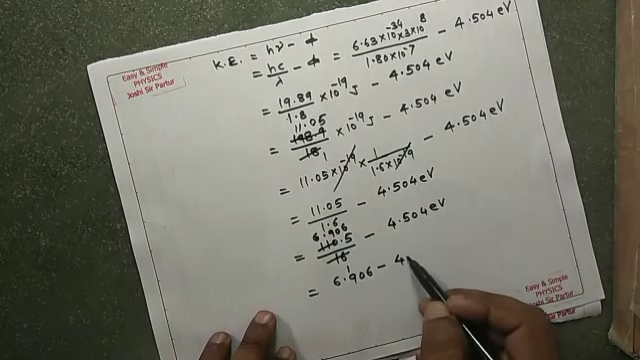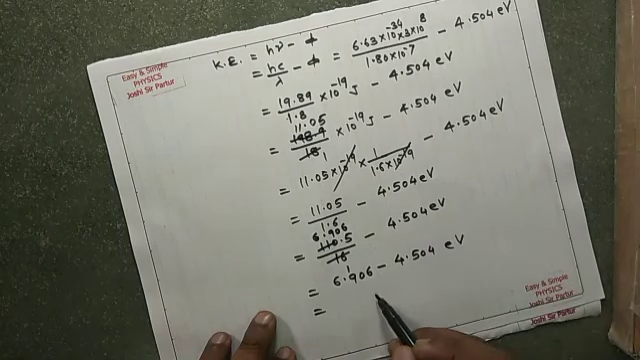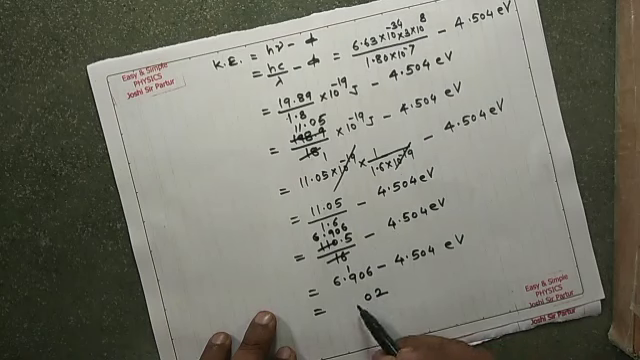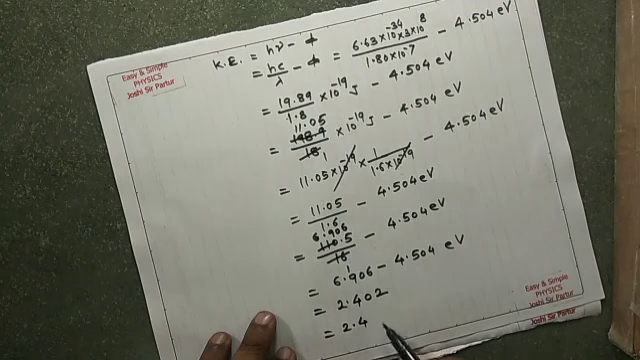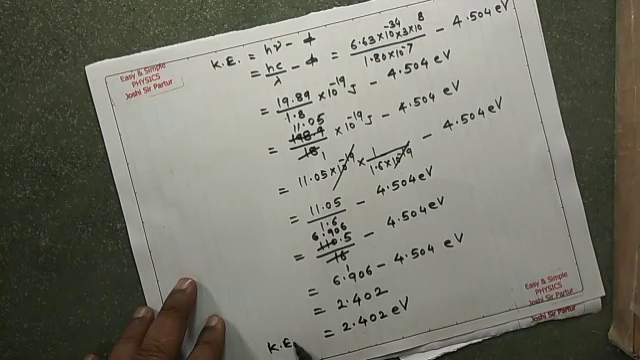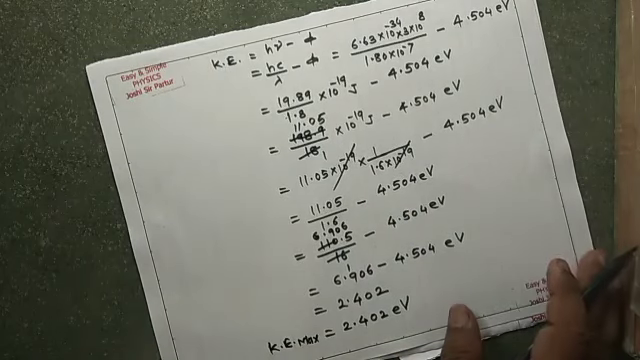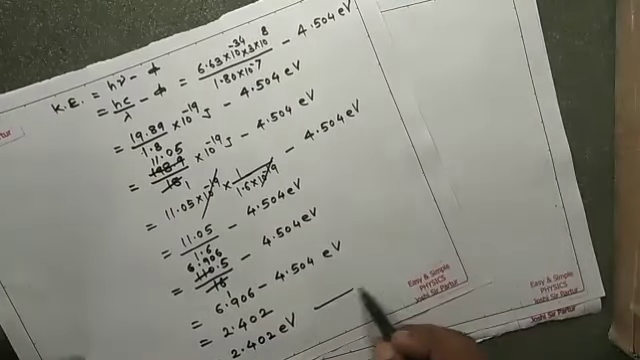So it will be 6.906 minus 4.504 electron volt. So the answer will be 2.402 electron volt, that is the maximum kinetic energy when the wavelength of light 1.8 into 10 raised to minus 7 meter is given. So that is the first answer.